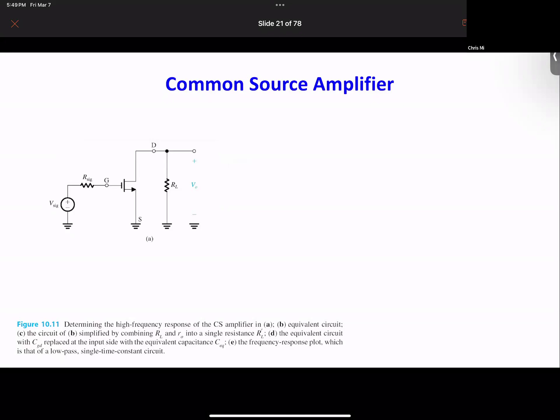We want to draw the pi model. So we start to draw the pi model, and we have the capacitance over here.